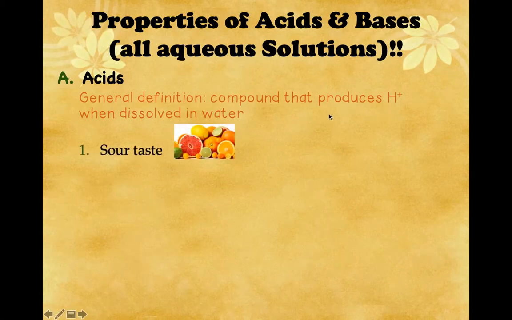Some of the properties of acids are that they have a sour taste. So think of citrus fruits. They have an acid in them. There's also something like pickles, or cucumbers that are soaked in vinegar, which gives them a sour taste. That's because vinegar is an acid. So if you can eat these things safely and they taste sour, or tangy, it's because there's some type of acid in them.